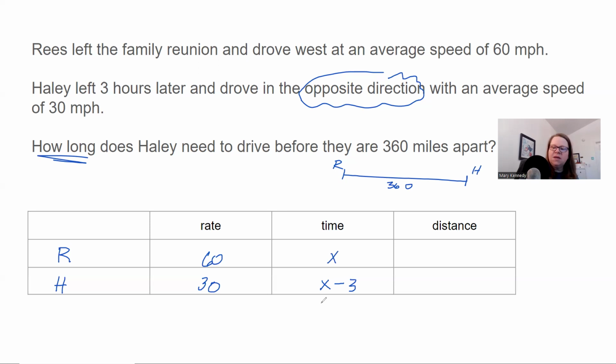If it helps you to think about, like, what if Reese left at noon? That means that Haley didn't leave until 3 o'clock, and things like that. Thinking about the actual scenario can often be really helpful in setting these up.